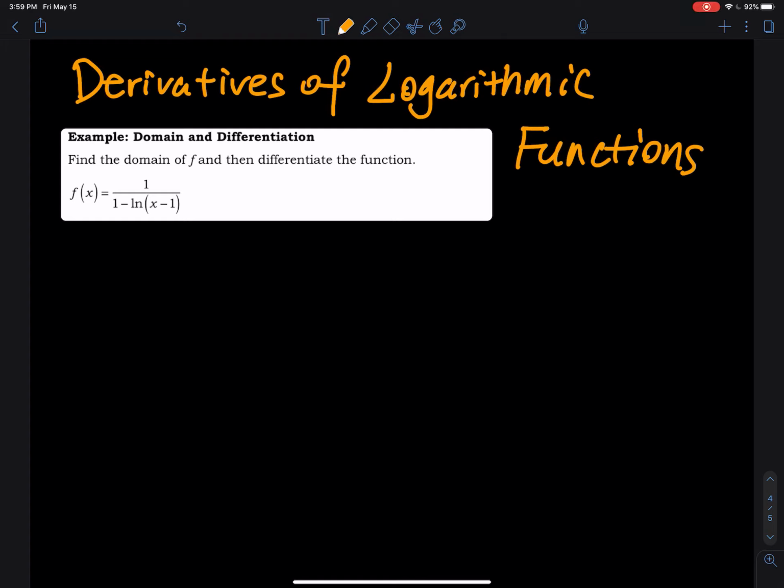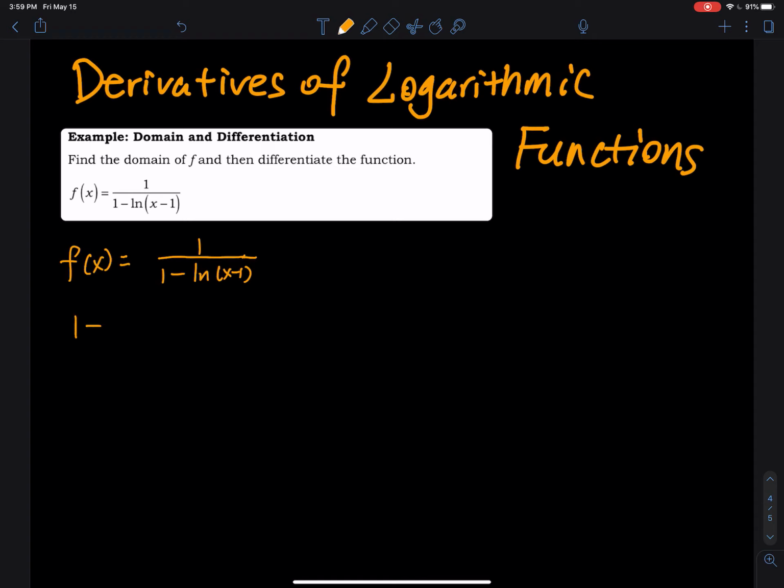of the function and then differentiate the function. You haven't done this for a long time, right? Domain. So we have f of x equals 1 divided by 1 minus ln(x minus 1). We have a denominator. So the first thing that people point out is, well, the denominator cannot be equal to 0. All right, you're correct.